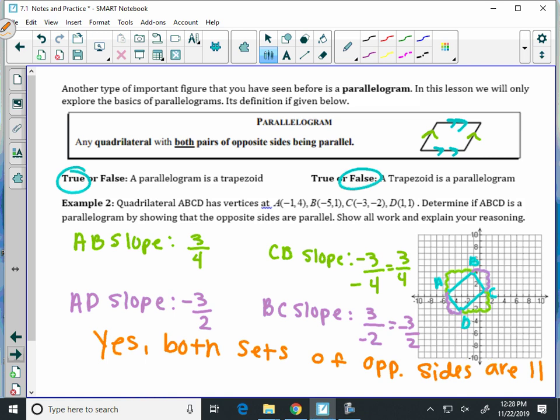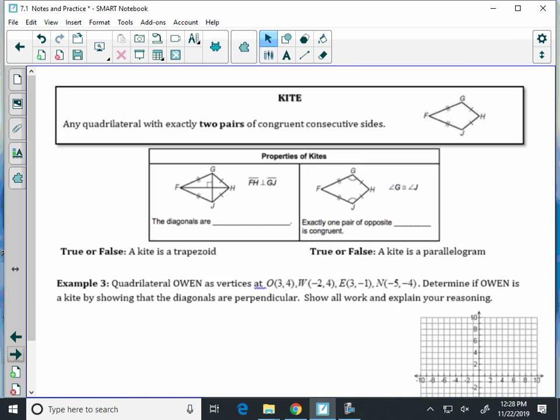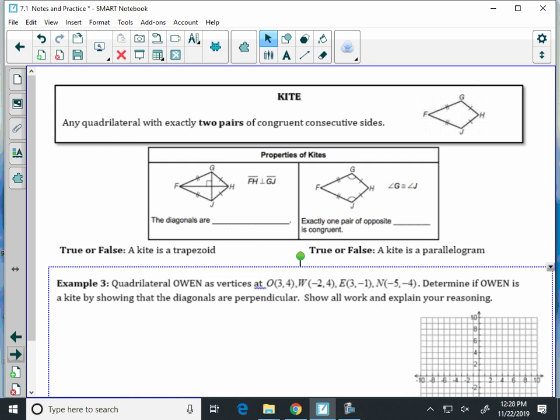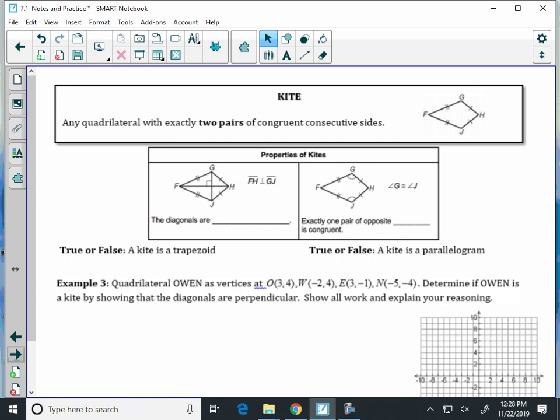Questions over that? The last type of quadrilateral we'll talk about today is a kite. Okay? And it looks exactly like what you think a kite would look like. It's any quadrilateral with exactly 2 pairs of congruent consecutive sides. And consecutive sides just means sides next to each other. So in the diagram, we have a kite because GH and JH are congruent. They're 2 sides that are next to each other. And FG and FJ are congruent. Those are 2 sides next to each other that are congruent.